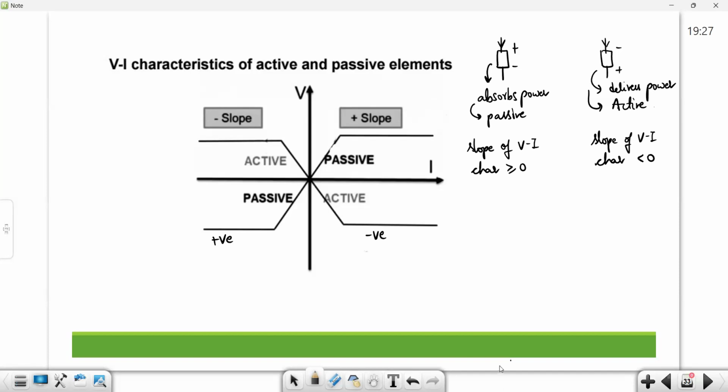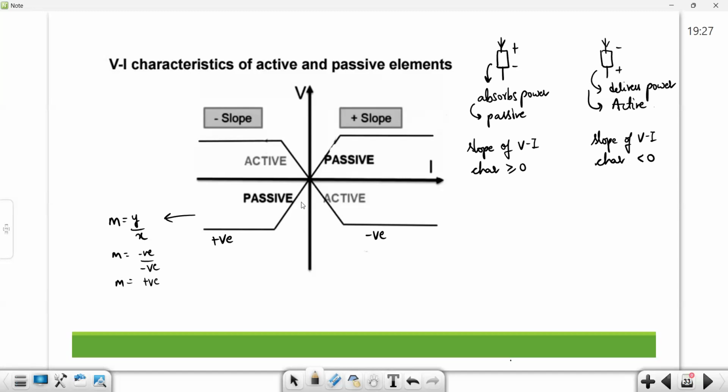Okay, you see here. Slope, we will denote with m. M is equal to y by x. In this quadrant, y is negative, and x is also negative. So negative by negative will be overall positive. Yes, negative and negative get cancelled, so overall it will be positive. That is the reason why this is a passive element.